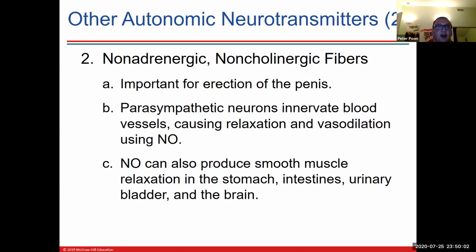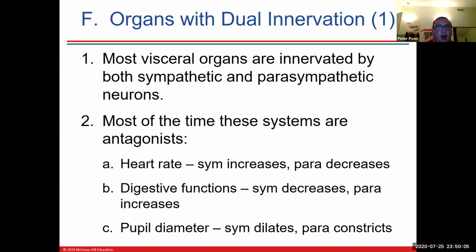This you can read by yourself, and there's not much to it. Like I said before, most of the time these systems are antagonists, like heart rate. Sympathetic increases, parasympathetic decreases. Digestive system, sympathetic decreases, parasympathetic increases, etc. Just understand that the sympathetic nervous system is stronger than the parasympathetic. The parasympathetic is mostly on all the time, but if you need to run, you need to run, and therefore the sympathetic overrides the parasympathetic. The response is stronger and it lasts longer.